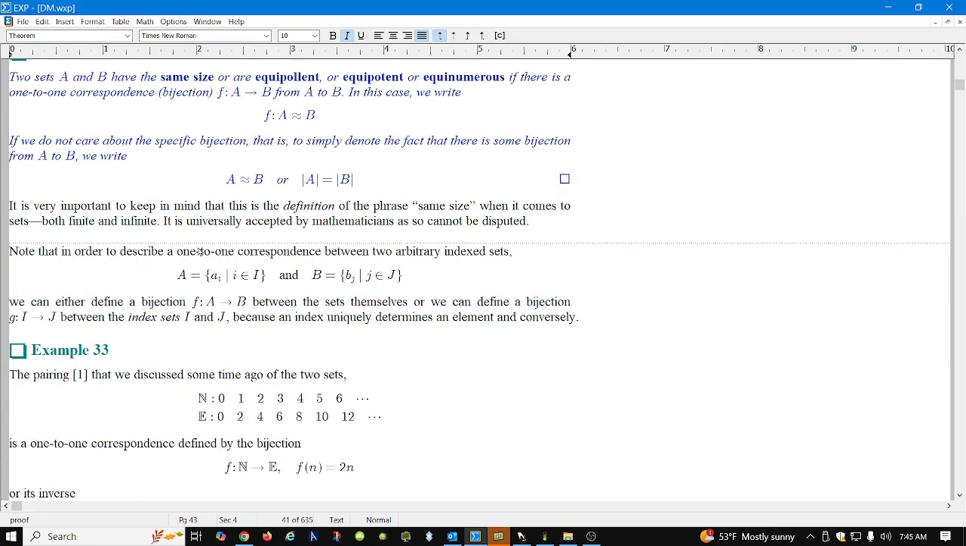Just as somewhat of an aside, if you have two arbitrary sets and you write them in indexed notation, then we can describe the fact that these two sets have the same size, either by using the definition and finding a bijection from A to B or from B to A, or we can define a bijection between the index sets instead. And that's because an index uniquely determines the element and vice versa. So an index or the element itself are just two ways of describing the same thing.